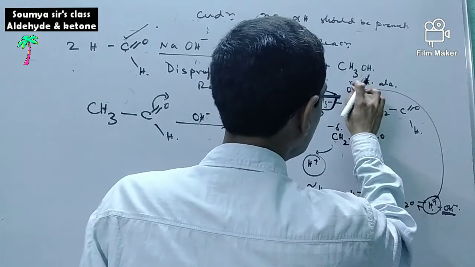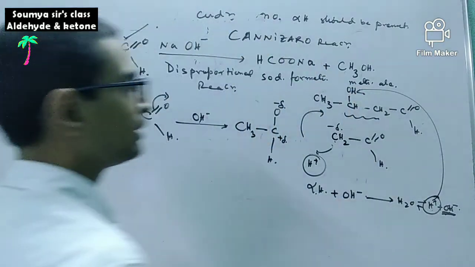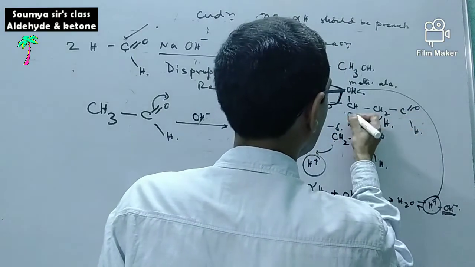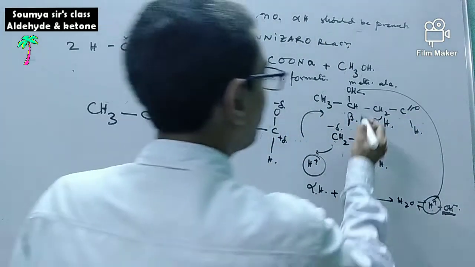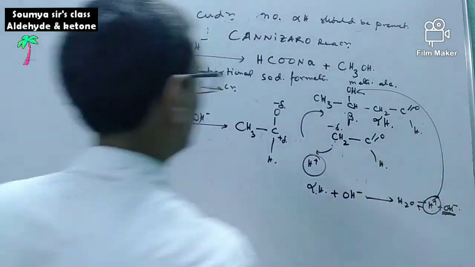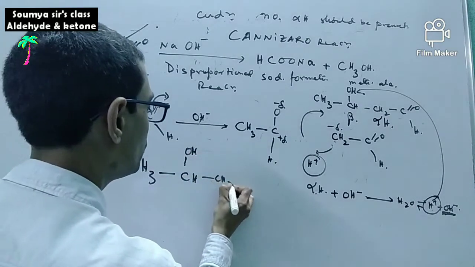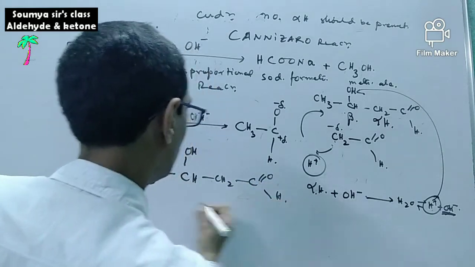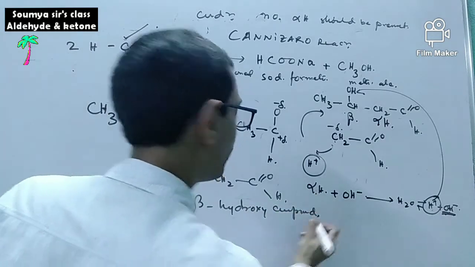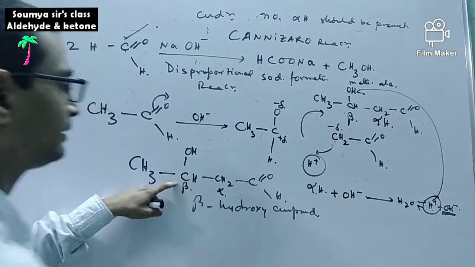Here the H plus ion attacks the O minus. This is the functional group, this is alpha H and this is beta H. So this is the beta carbon and the overall compound is called a beta hydroxy compound. So CH3CHOHCH2CHO is called a beta hydroxy compound. It is alpha and it is beta.